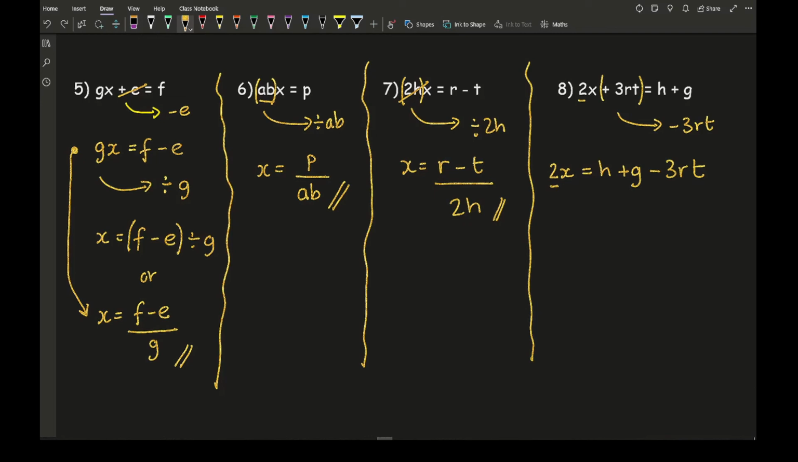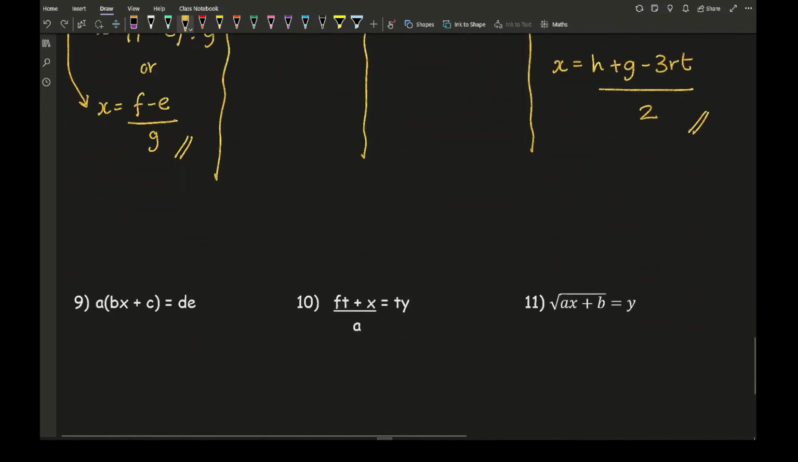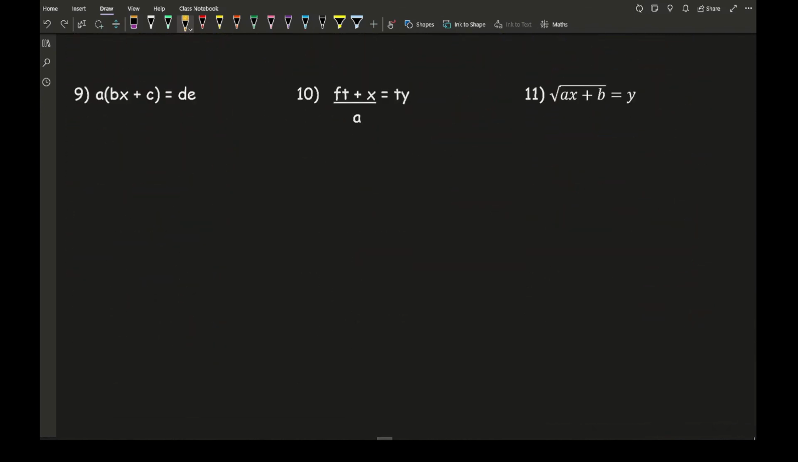Now I still haven't finished because I need to get x by itself, so I need to get rid of this 2. So what's the 2 doing? It's multiplying, so the opposite would be to divide by 2. So what I'm left with is x equals h plus g minus 3rt, all divided by 2, and there is my final answer. So let's just look at 3 last examples.